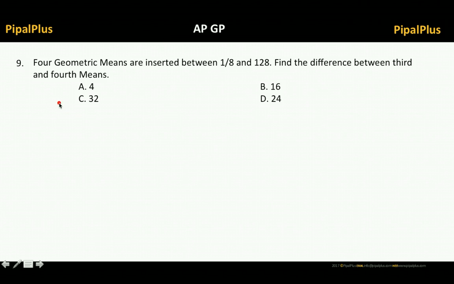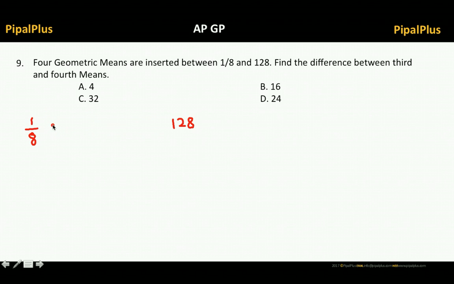Okay. Now in this question, what it says is that there are 4 geometric means inserted between 1 by 8 and 128. We need to find the difference between the third and the fourth mean. So first let's find all the means. Now inserting means means that you start with the first number and you end with the final number. Only thing is you are inserting 4 means in between them such that the whole series forms a geometric progression.